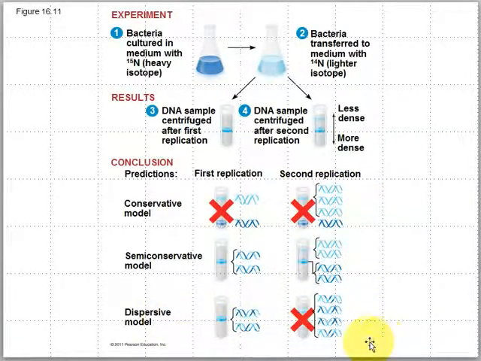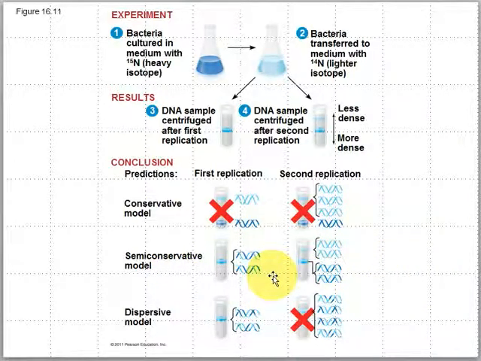The dispersive model, again, would be a combination of both light and heavy. So you would expect one single band, maybe toward the middle or the middle top. That's not what they got. They got two separate bands, so that knocks out the dispersive model. Let's take a look at the semi-conservative.